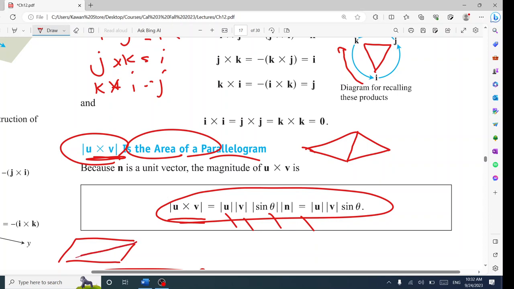Am I right? If I want to find the triangle's area, I'm going to find the parallelogram because I have vectors. Then I'm going to cross, find the length, then divide by 2.